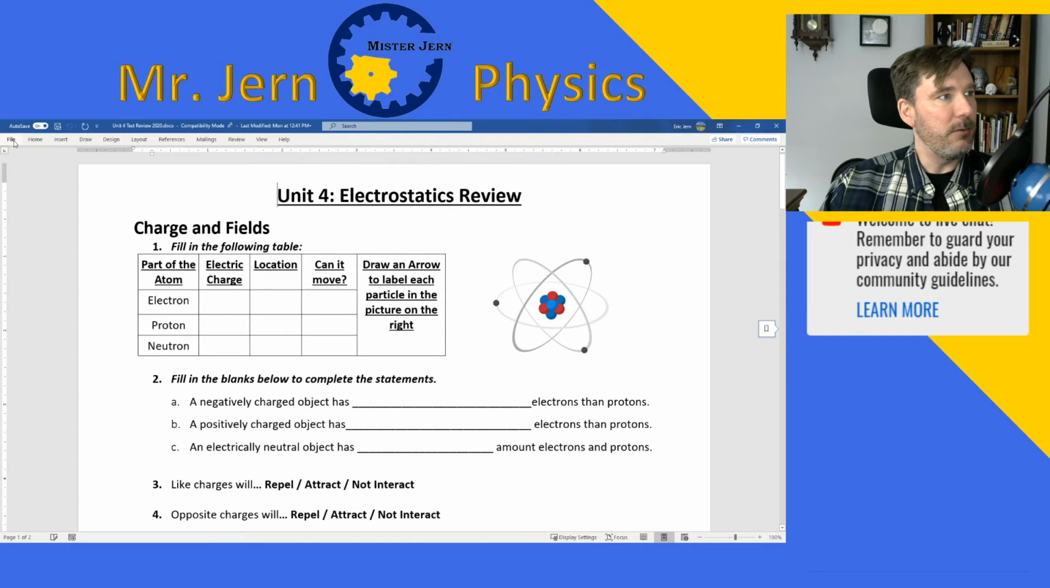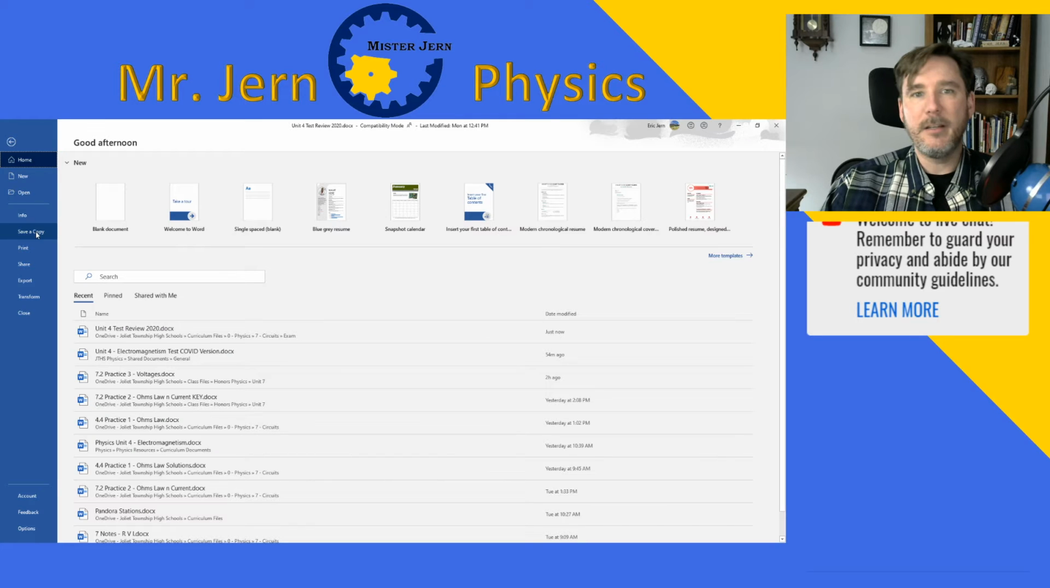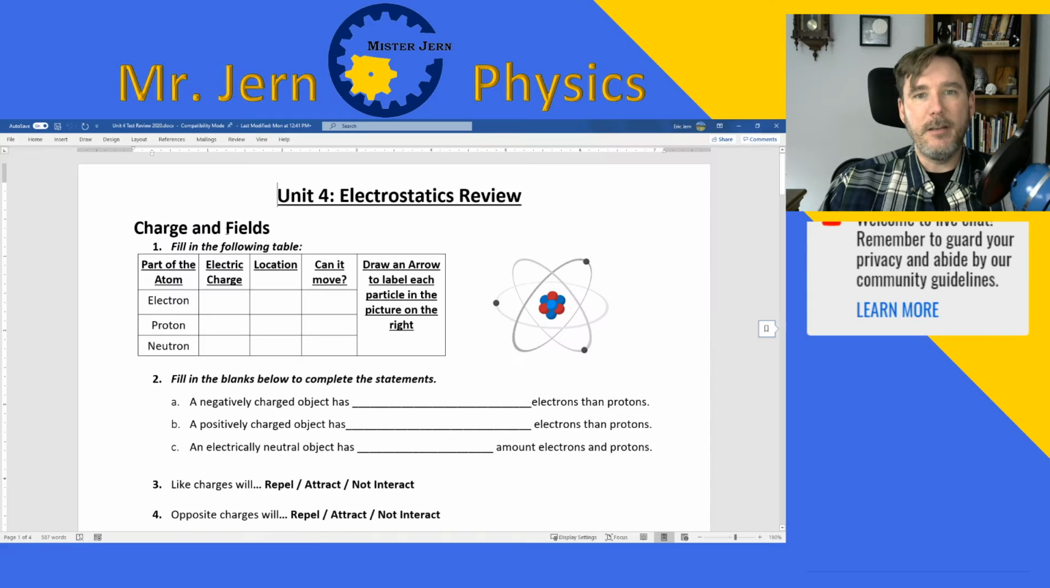So what I would do is File, Save a Copy, Save as a Copy, and then you can have your own. Then you can write on it and do what you want. You could use your stylus to write on it, just like a lot of other things.